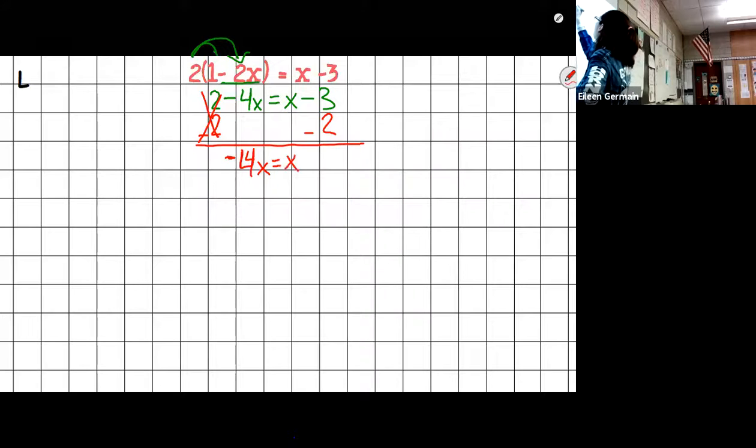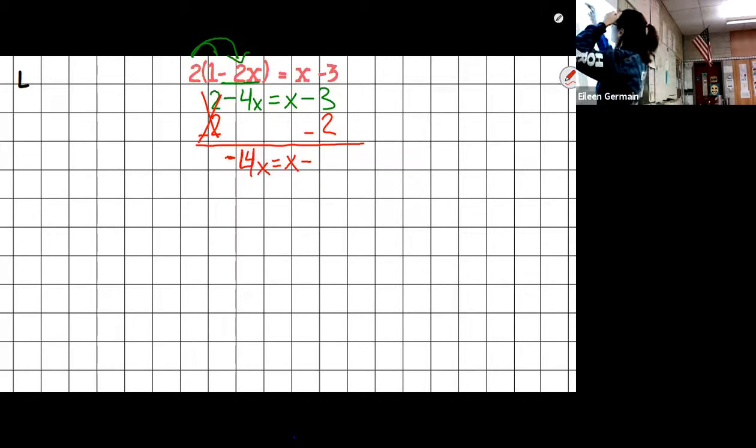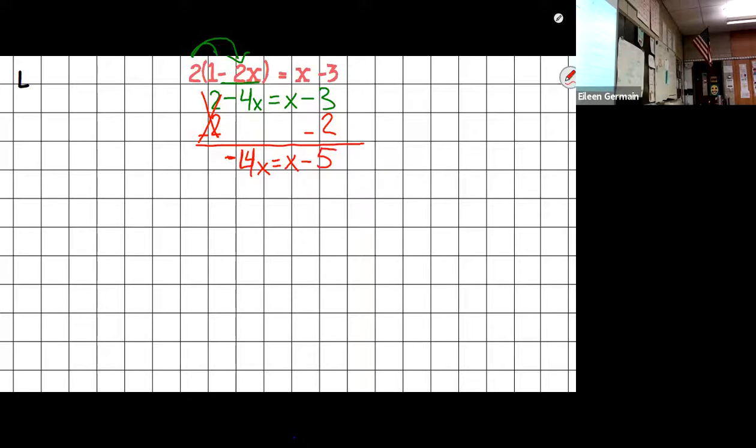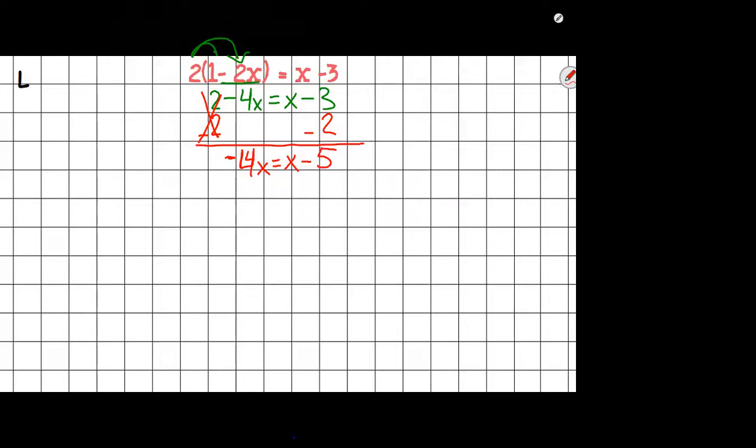Negative 4x is equal to? X minus 1. Negative 3 minus 2 is not going to get me negative 1, it's going to get me a negative. So when they're both negative, you add them and give it a negative sign. Negative 5, very good. So what would be my next step here, Adam?